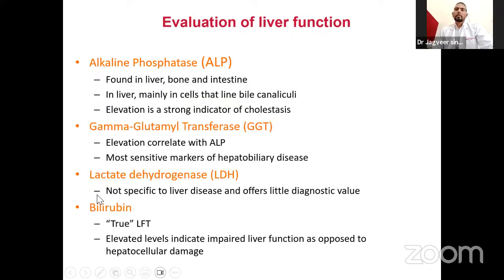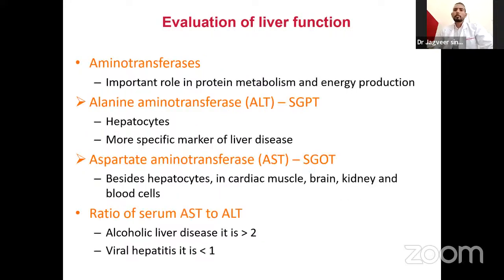In LFT, we have liver aminotransferases. We have ALT, also called SGPT, produced by hepatocytes, and this is a more specific marker than SGOT because SGOT is also produced by cardiac muscle, brain, kidney, and blood cells. When AST is more than ALT, this condition is seen with alcoholic hepatitis, and in viral hepatitis ALT is more than AST. Next slide, please.